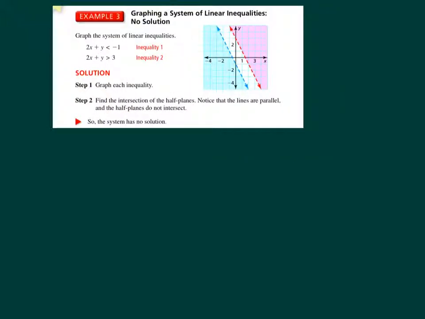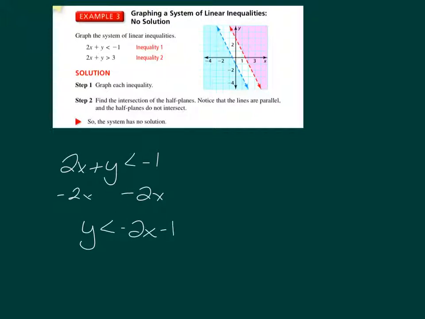Example 3 here, we do have some special cases pop up from time to time. You guys can see here, if you were to get these things in slope-intercept form, I am going to go ahead and do that real quick. So 2x plus y is less than -1. If I were to isolate y, I would subtract 2x. So I have y is less than -2x minus 1. And if you'll look up, that would be the line that is on the bottom. That's the blue line there.